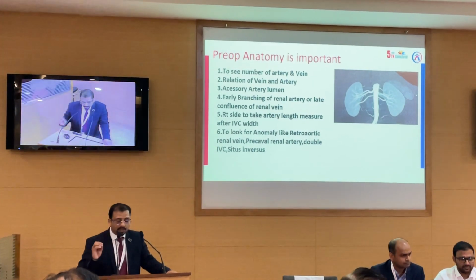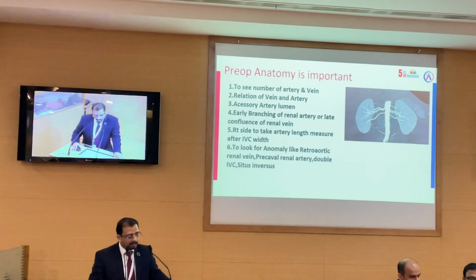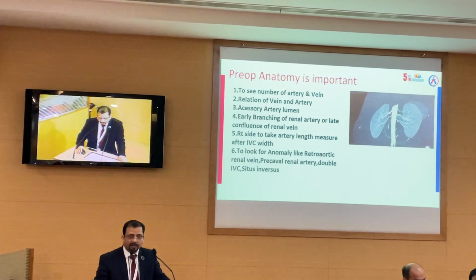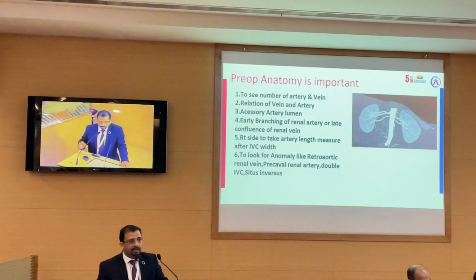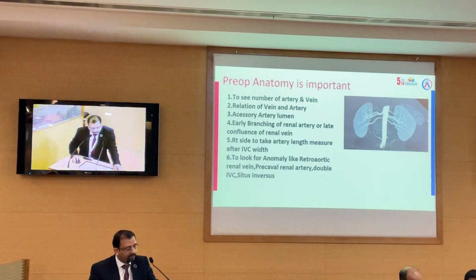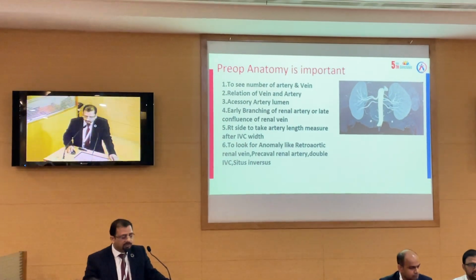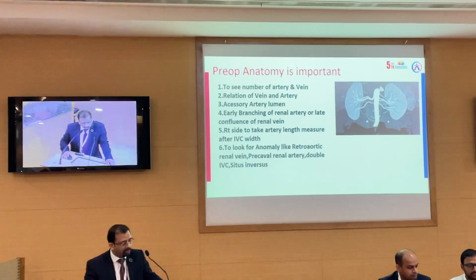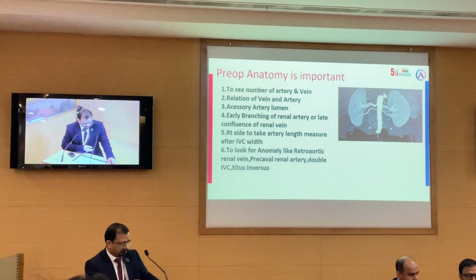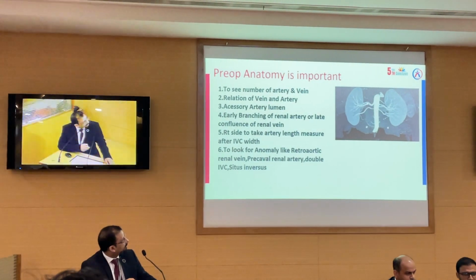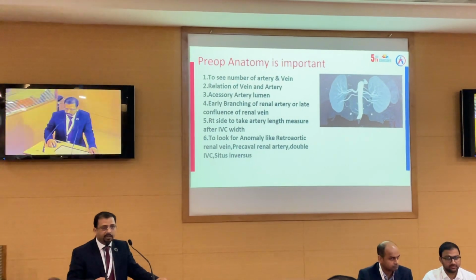Seeing the anatomy is very important. Nowadays we have very good 3D imaging and we can see the number of arteries and veins, the relation of the vein to the artery, and what the accessory arteries are, their lumen, and whether we need to sacrifice or preserve them. We look for early branching of the renal artery, and for early and late confluence of the renal vein. On the right side we have to assess where the IVC is, because it looks like 2 vessels, but once you take the IVC here, it can become 3, or you have to dissect in between the aorta and the cava.